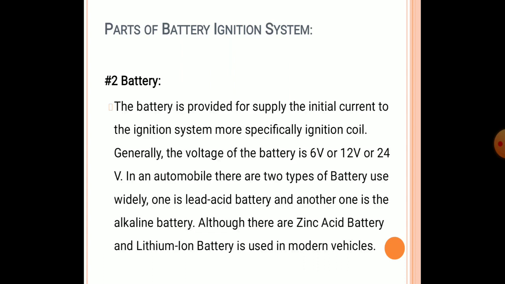The next part is the battery. It provides the supply of current to the ignition system, more specifically to the ignition coil. The battery voltage is around 6 volts to 12 volts, and for four-wheelers or heavy vehicles it is up to 24 volts. In automobiles, two types of battery are widely used: the lead-acid battery and the alkaline battery. Although zinc-acid and lithium-ion batteries are also used in modern vehicles.